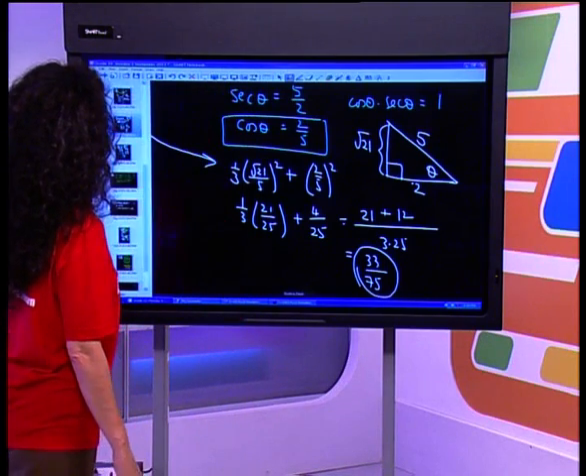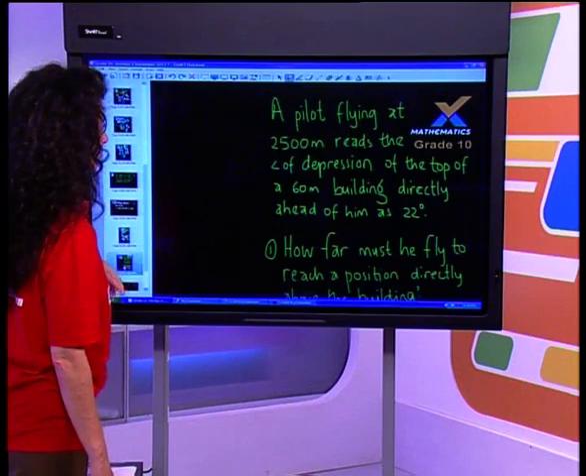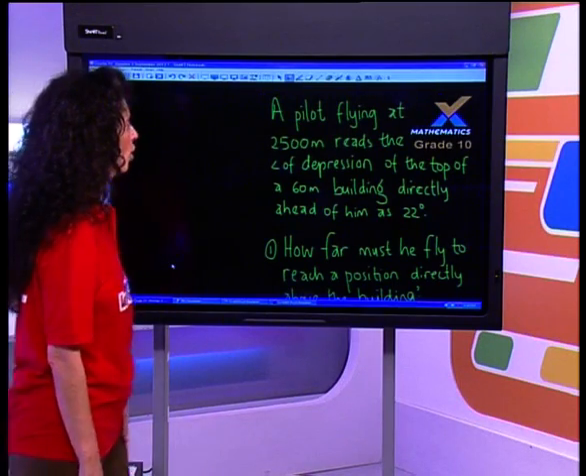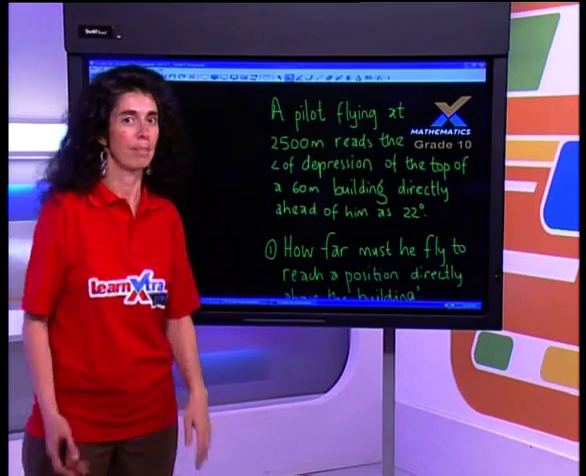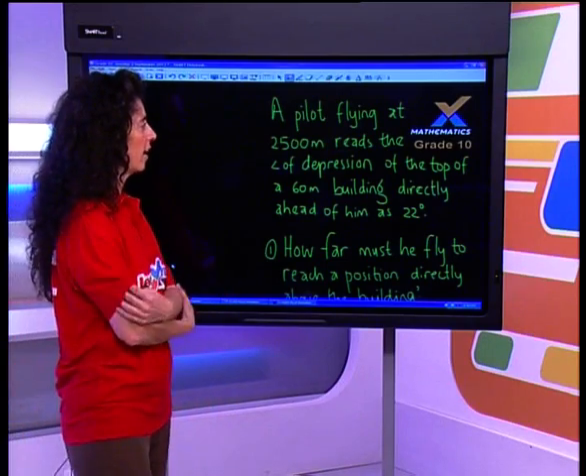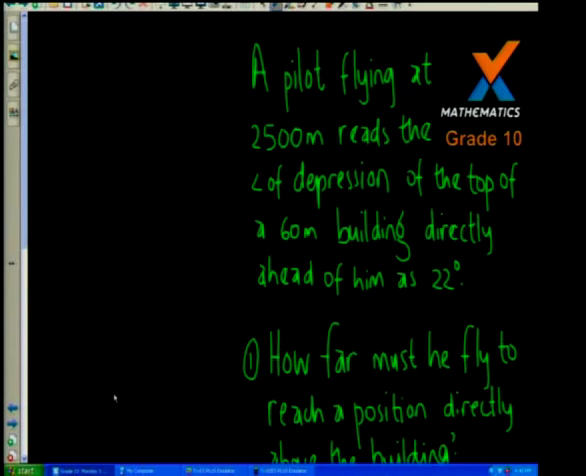Right, and the problem is as follows. Okay, this time we have a pilot. And the pilot, he's flying at 2,500 meters, and he reads the angle of depression of the top of a 60-meter building directly ahead of him as 22 degrees. So remember, all you're wanting to do is to get your bearings, to get the feel for what is going on here.